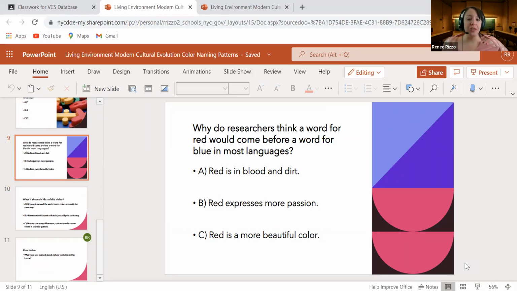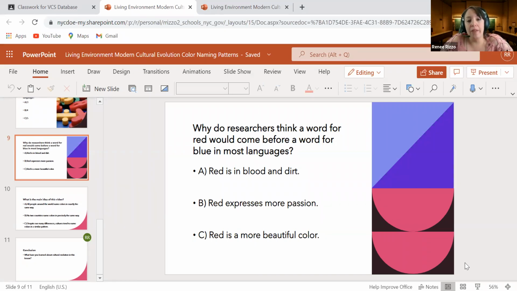Next, why do researchers think a word for red would come before a word for blue in most languages? A, red is in blood and dirt. B, red expresses more passion. C, red is a more beautiful color. So, for this particular question, you can explain to students that the answers for B and C are more of opinions than facts. Maybe not everybody believes that red expresses more passion or that red is a more beautiful color. But red is definitely A, found in blood and dirt.